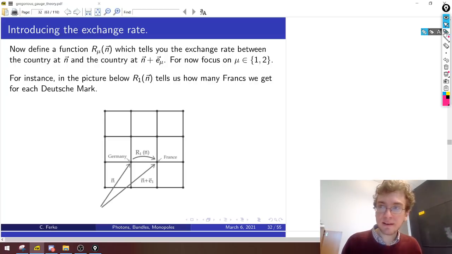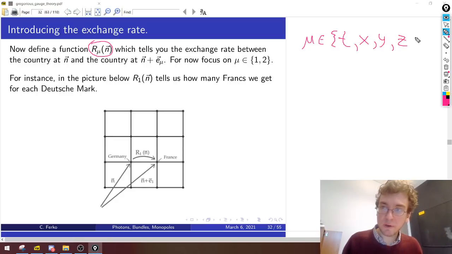Okay, so what is the exchange rate? I'm going to abuse notation a little bit. Since I said at the beginning, I like to use this index mu for a space-time index. So usually mu is in the set of t, x, y, and z. I'm going to abuse notation a little bit because these equations will end up being correct for space-time if we let the index be mu. But for now, forget mu as a space-time index and just think of mu as either 1 or 2. So it's either the x or y directions. So this function r is going to be the exchange rate between the country at a point n. So it takes in n as an argument, and it spits out the exchange rate at n for currency at n plus the unit vector.